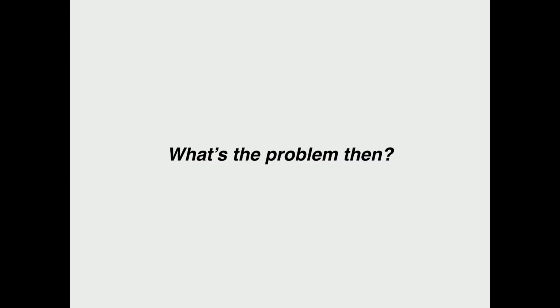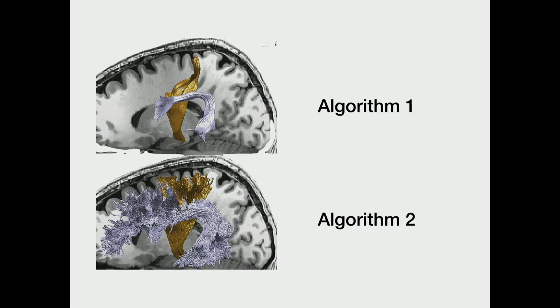That's all great. So what is the problem? Well, the problem starts with the fact that there are many different algorithms to do that. I showed you one model, but there are many ways to model the white matter, the directions of fibers within one particular voxel, and also many different algorithms to do the tractography process. And these algorithms can produce very different results from each other.